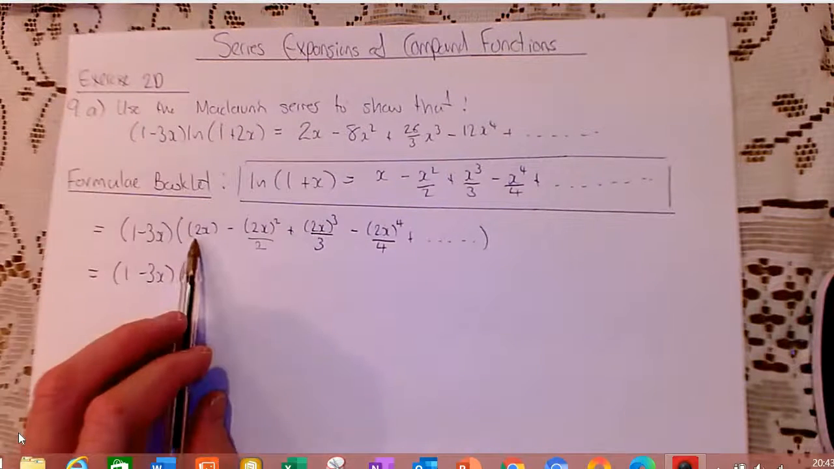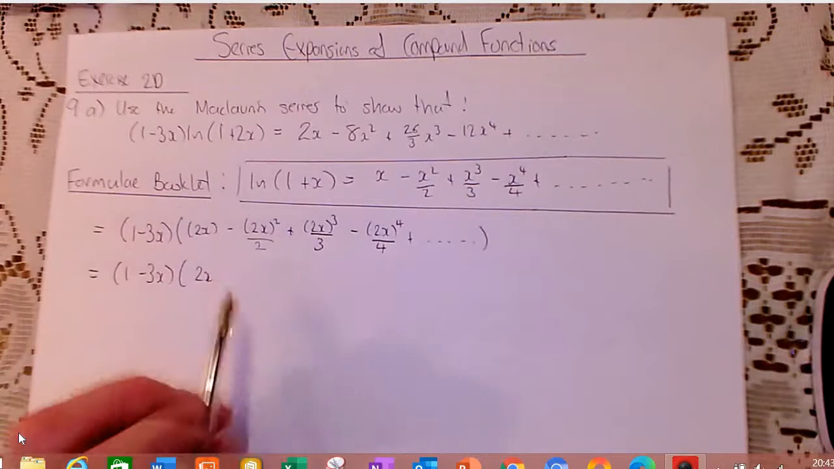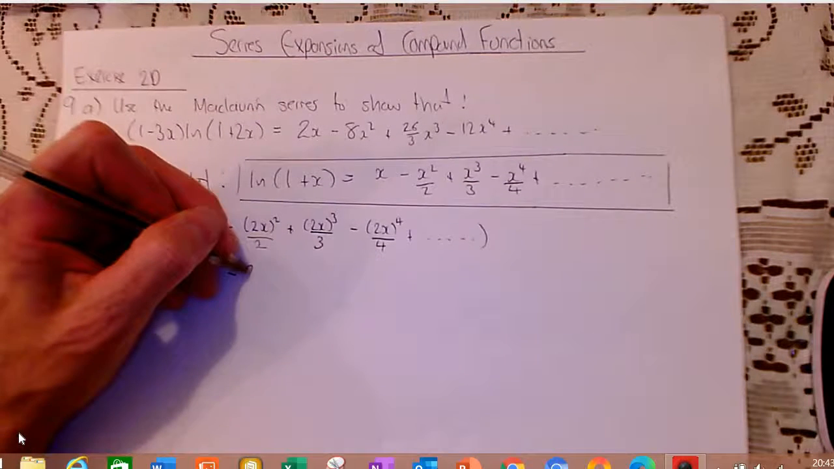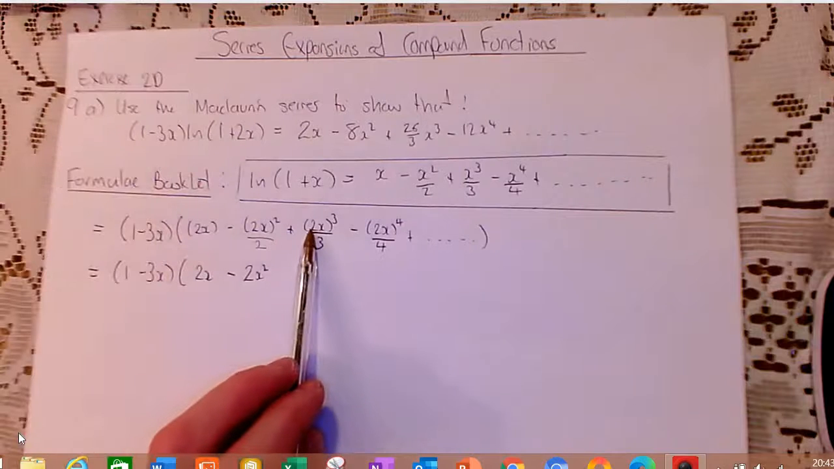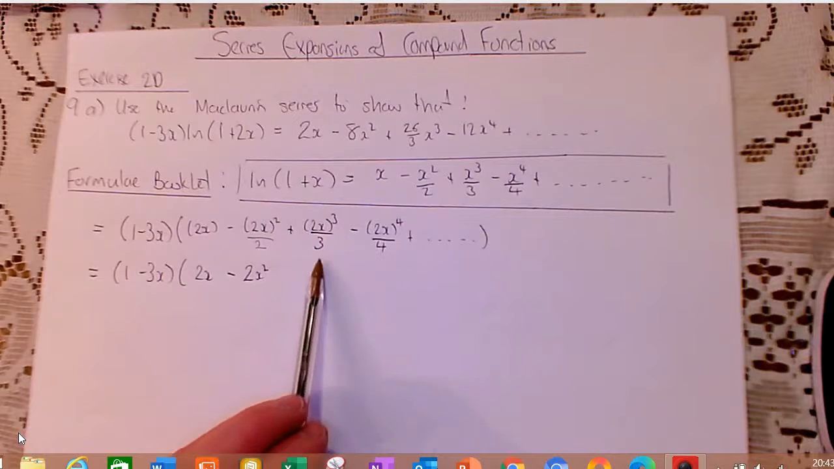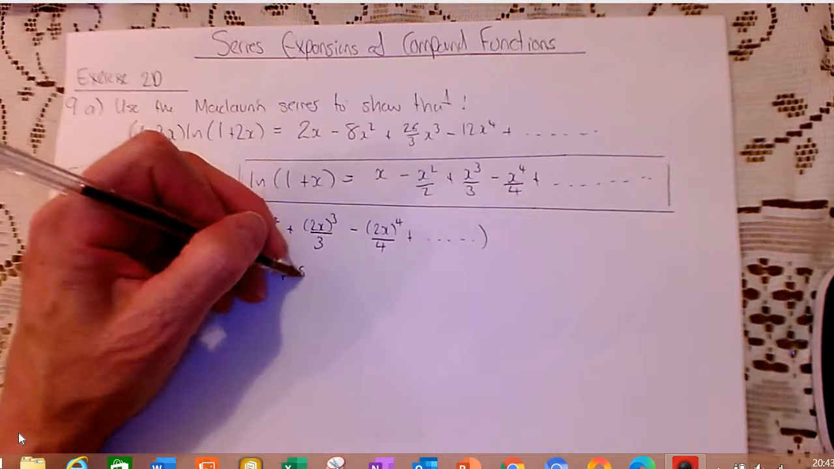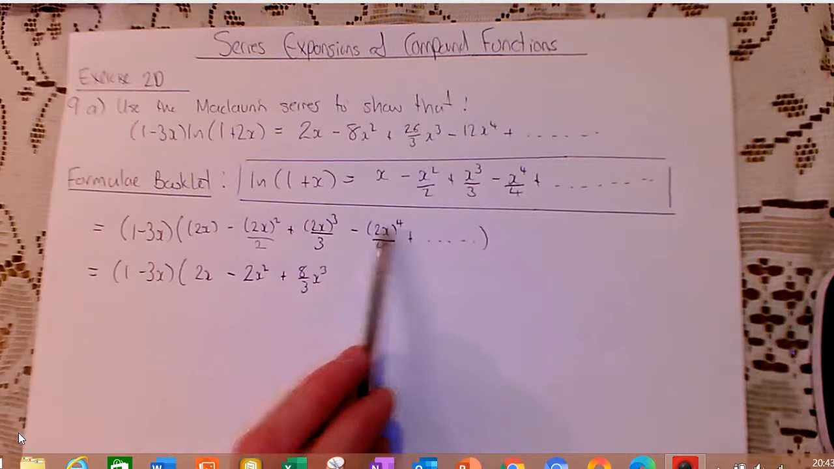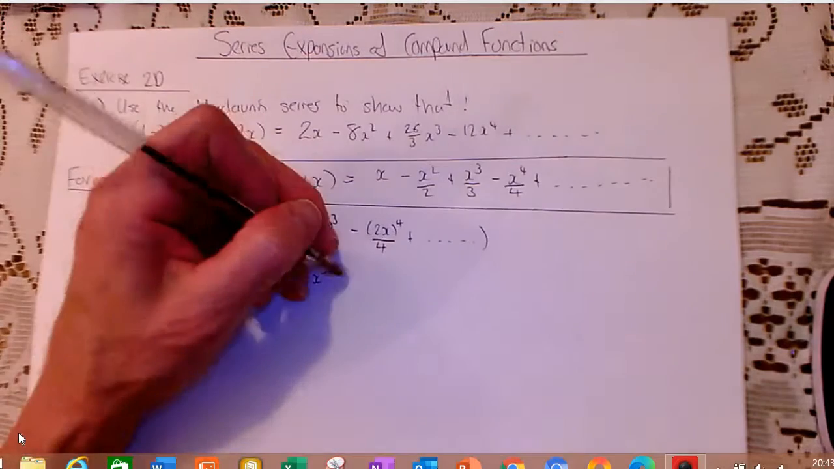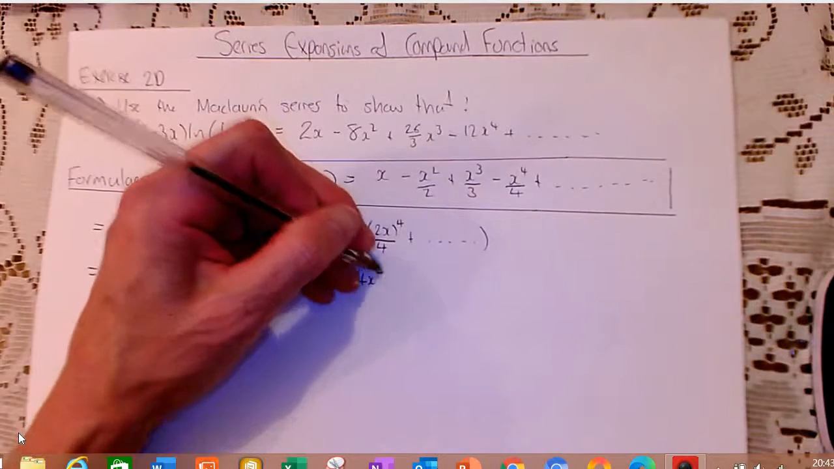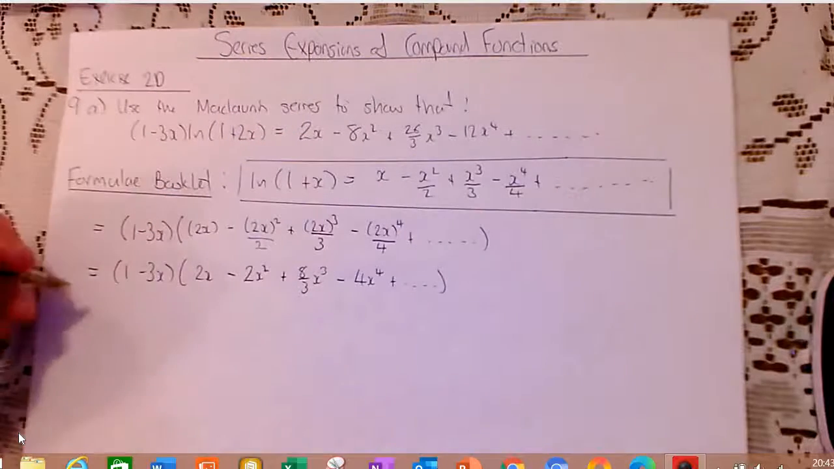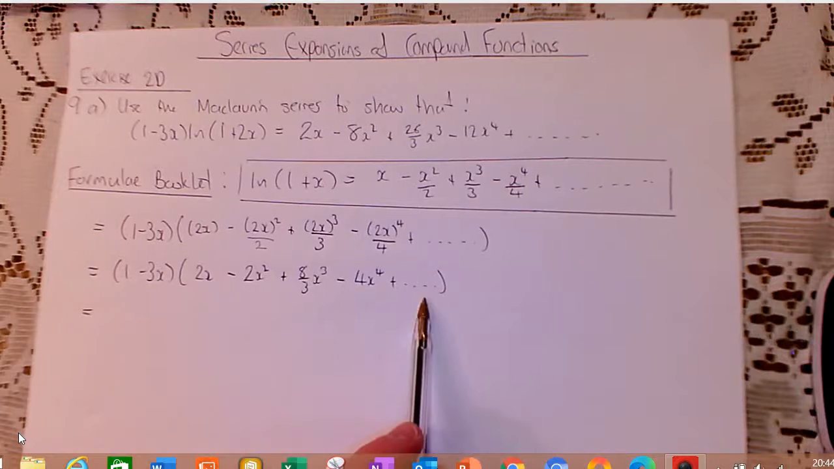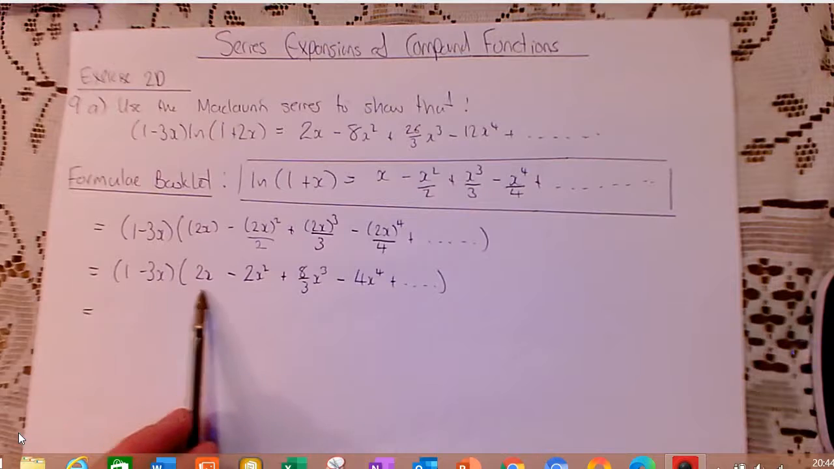So let's just neaten this up. So this is 2x here. This is going to be 4x squared over 2, so take away 2x squared. This is going to be 8x cubed over 3, so plus 8/3 of x cubed, I suppose we could write. And here we've got 2 to the 4, which is 16 divided by 4, so take away 4x to the 4, etc. And then all we've got left to do is we've simply got to do 1 times all of this, and then minus 3x lots of all of this.